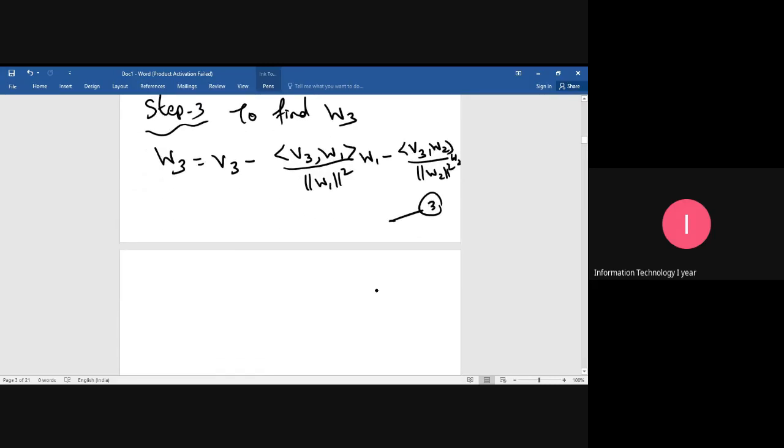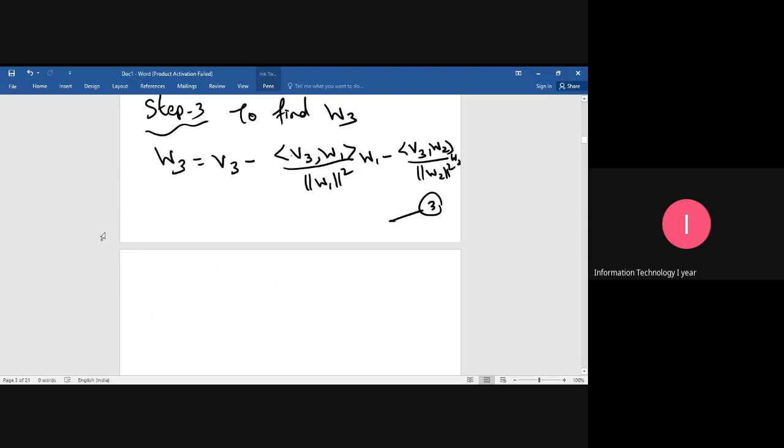In the question it is given V1, V2 and V3. Therefore we are finding W1, W2 and W3. For finding W3, V3 we know is x square, we can substitute it. Then we need the inner product of V3 comma W1, and norm W1 square we already calculated, it is 2. Then find the inner product of V3 comma W2. After that, norm W2 square. These are the values we need to find W3.